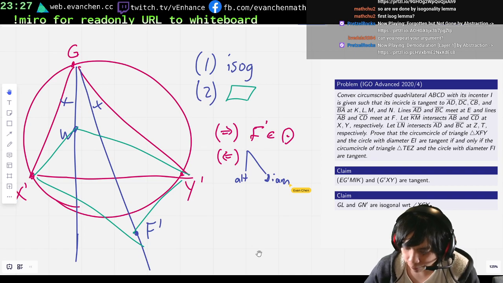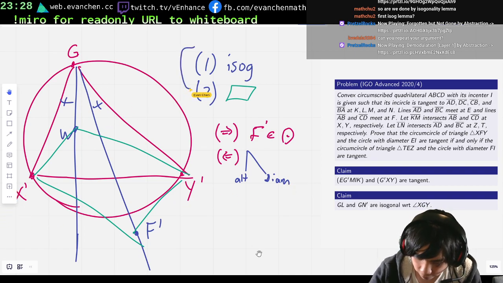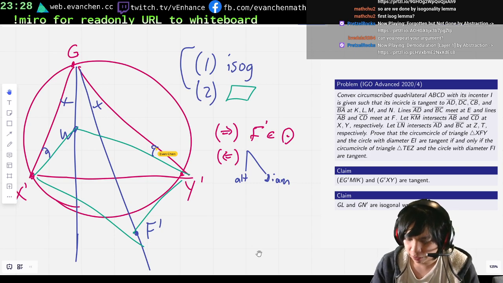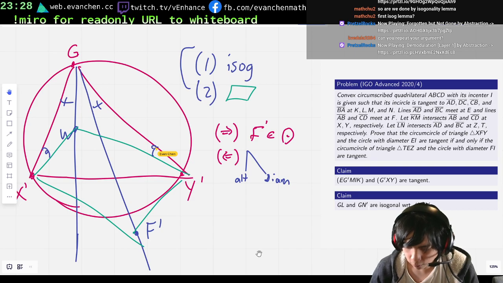The isogonality lemma tells you that these first two conditions unconditionally tell you that this angle is equal to this angle, which is pretty good because you also have the parallelogram itself. So if F prime is on the circle, it will give you a statement about arcs that will translate to saying that F prime is on the circle. And if you have altitude and diameter, then you should be able to also extract cyclic, I think, just by chasing the angles.